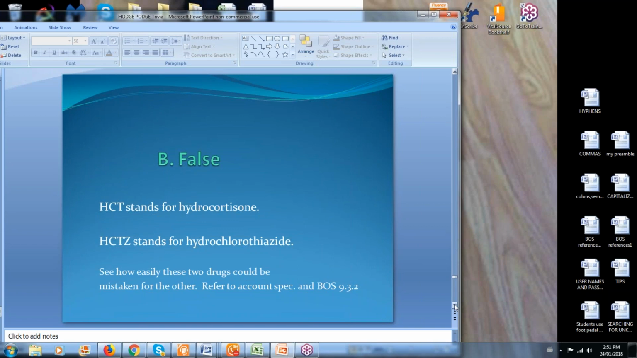That's right. And that's why you don't use it. It's a dangerous abbreviation because it can be mistaken for one or the other. The only time that it's acceptable to use HCT is if it's a registered brand name, like for example, Benicar HCT, then you can use that abbreviation because it's a registered brand name. Other than that, no, you have to spell it out.